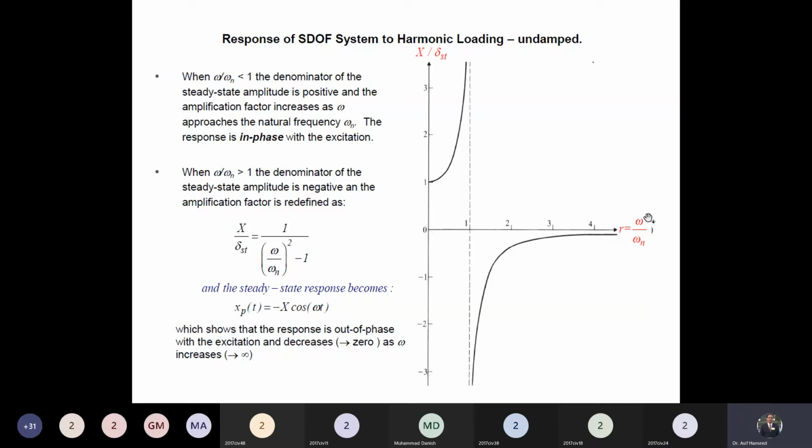If the omega value is very, very high as compared to the natural frequency of the system, the body will not vibrate. It will remain static. And when omega over omega n is greater than 1, the response is out of phase. The phi angle will be 180 degrees. So with the increase in the omega value, when omega over omega n is greater than 1, the amplification factor will approach 0.